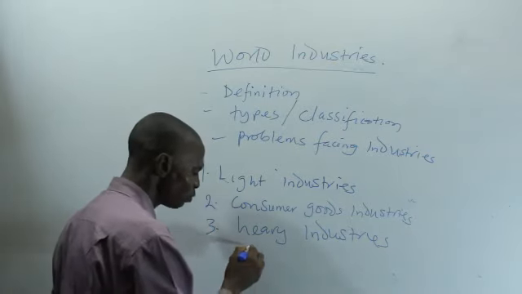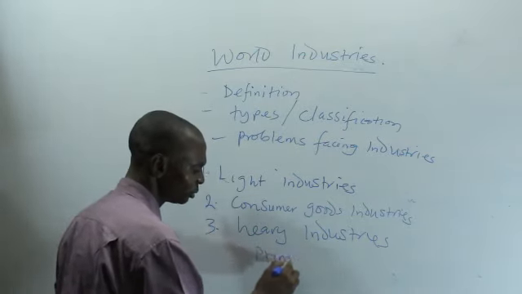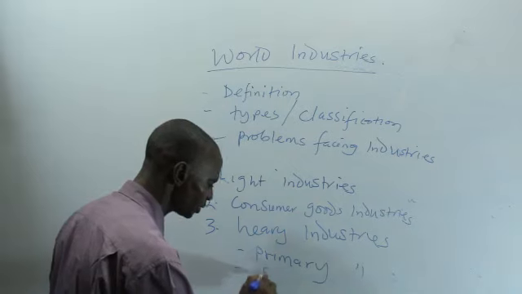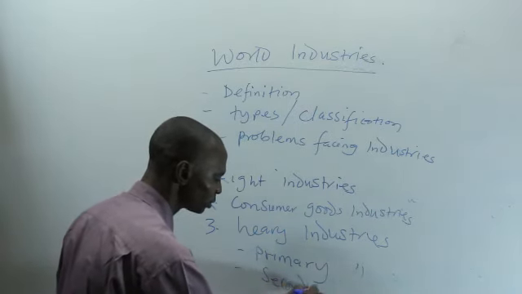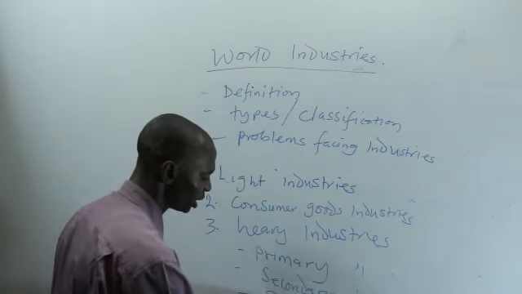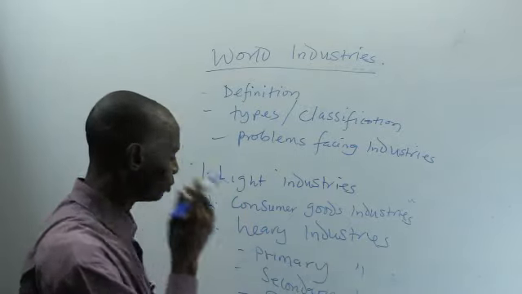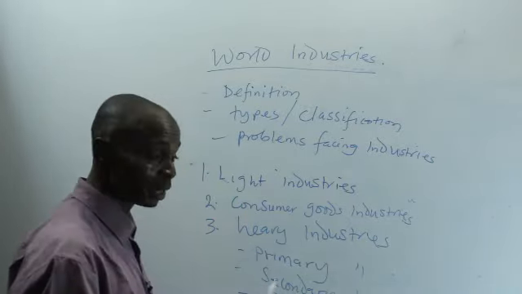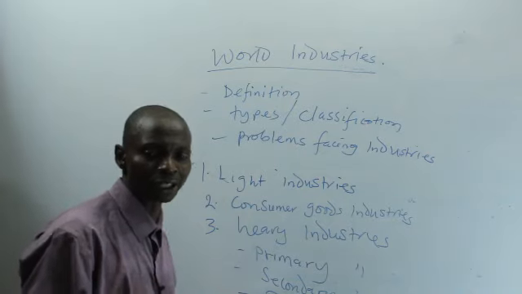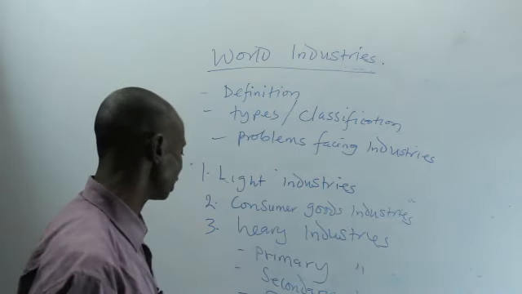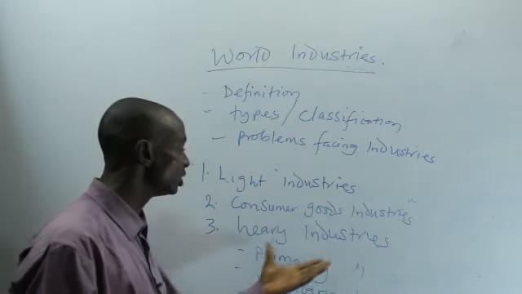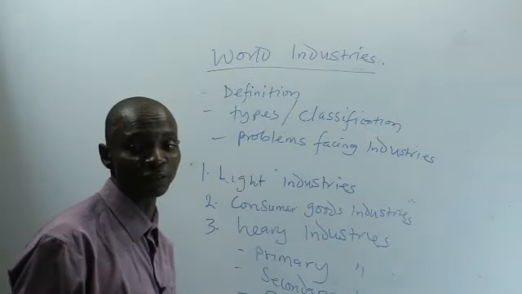Aside this, we have what we call primary industry. Number two, we have secondary industry. Number three, we have tertiary industry. Now, what do we understand by primary industry? Primary industry is the type of industry that produce raw materials. The type of industry that produce what? Raw materials. Then we have secondary industry. These are the type of industry that change these raw materials into finished or semi-finished goods.